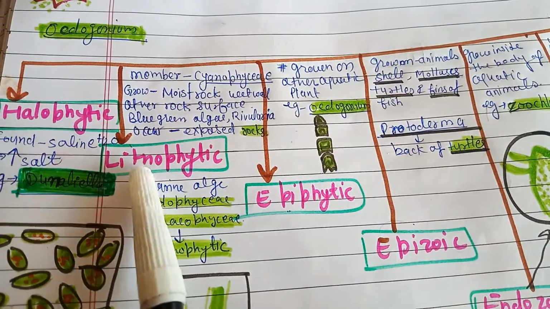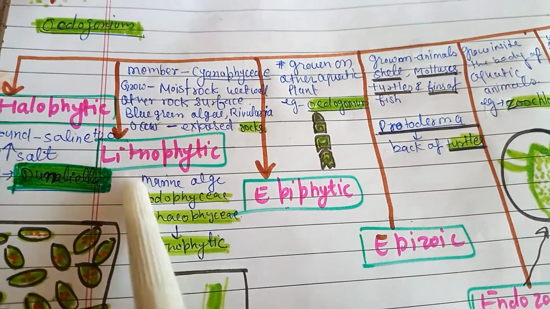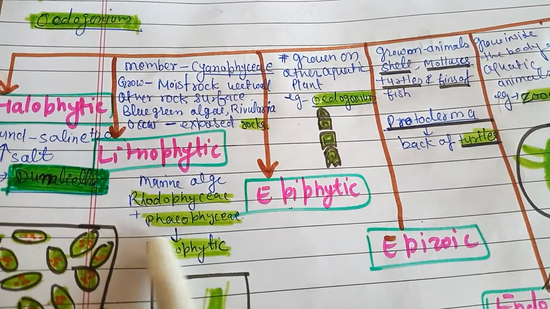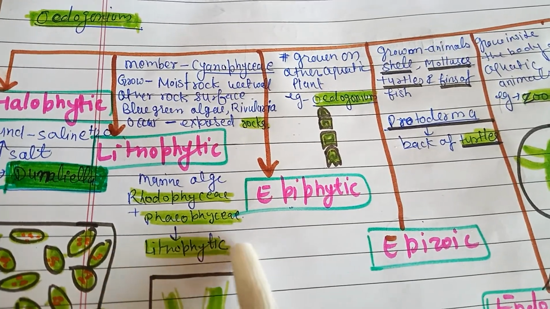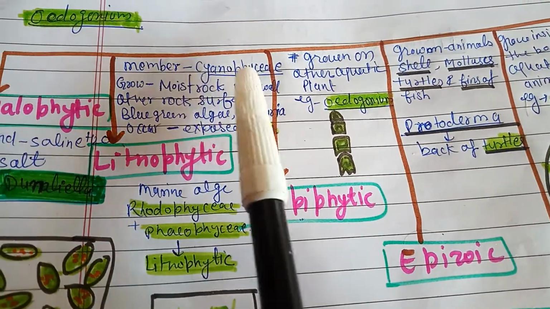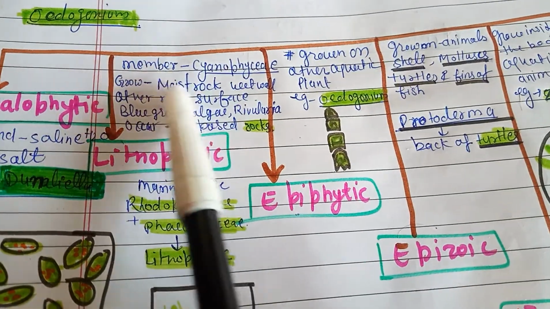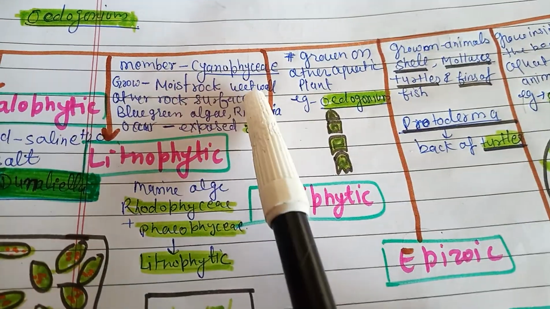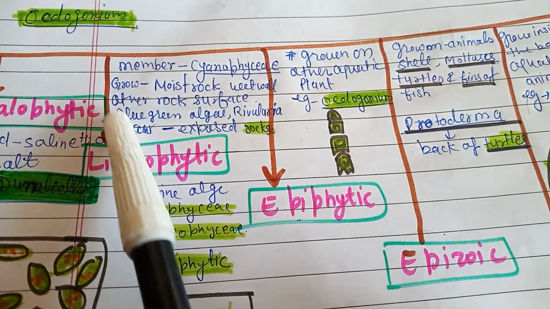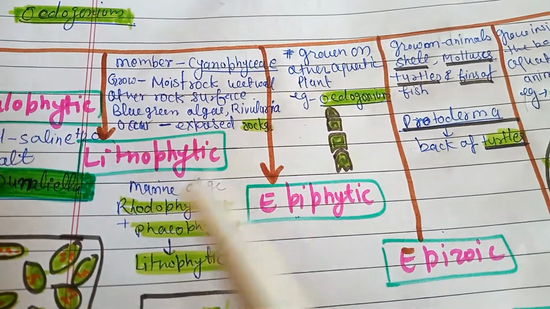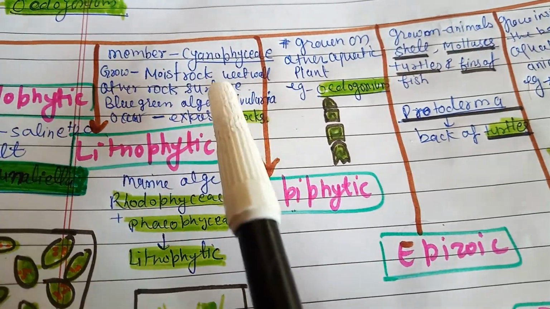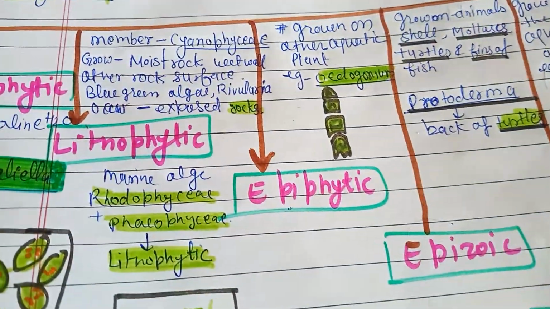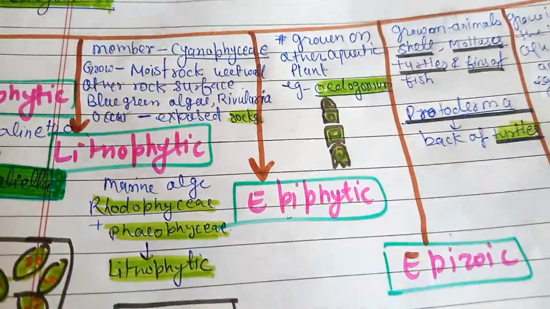Lithophytic algae. Those algae grow on rocks; marine algae, Rhodophyceae and Phaeophyceae, are called lithophytic algae. The members of Cyanophyceae grow on moist rock, wet surface, rock surface, and blue-green algae are prevalent and are also exposed on the rock surface. Exposed on the rock surface are blue-green algae and Rivularia. They are exposed on the rock surface.